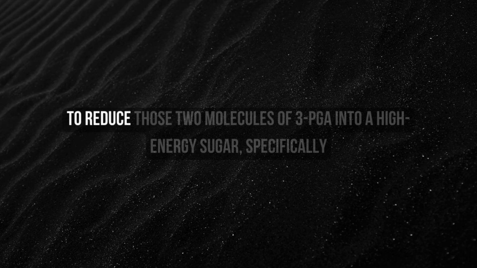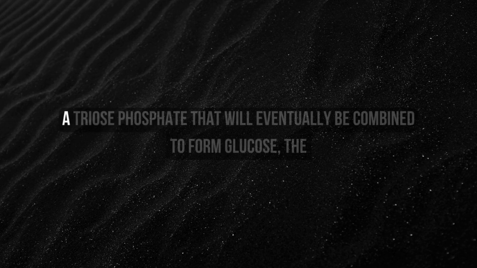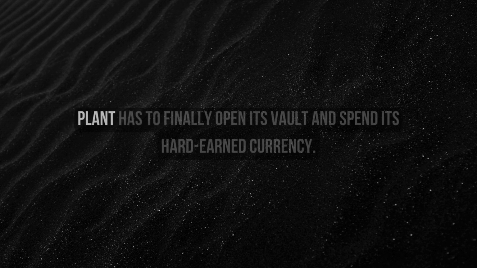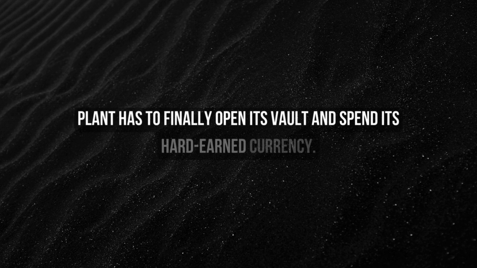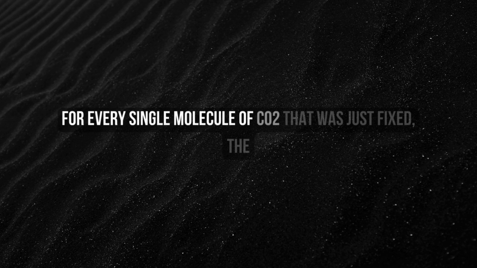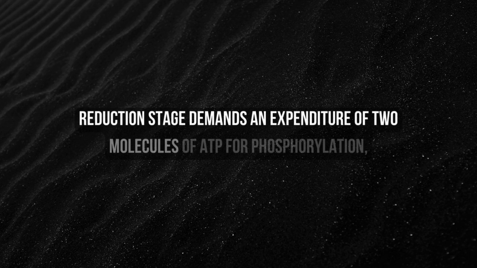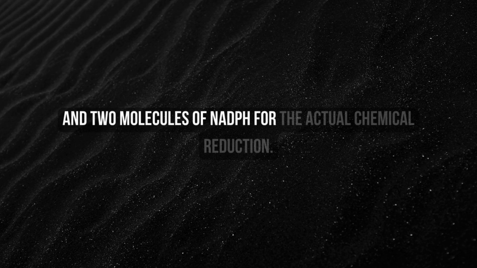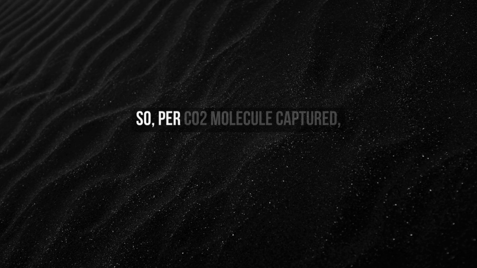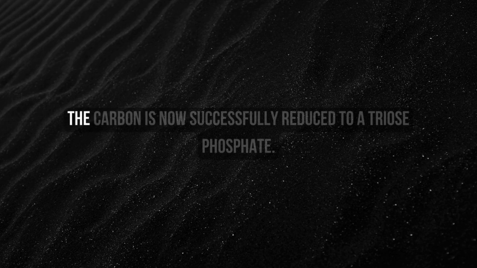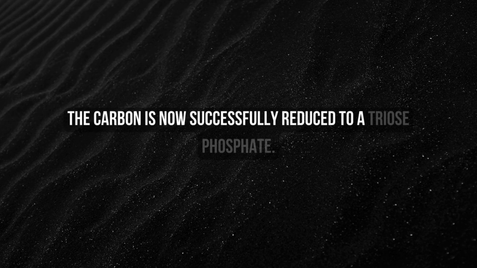Yes. To reduce those 2 molecules of 3-PGA into a high-energy sugar, specifically a triose phosphate that will eventually be combined to form glucose, the plant has to finally open its vault and spend its hard-earned currency. For every single molecule of CO2 that was just fixed, the reduction stage demands an expenditure of 2 molecules of ATP for phosphorylation and 2 molecules of NADPH for the actual chemical reduction. So, per CO2 molecule captured, our cost is 2 ATP and 2 NADPH. The carbon is now successfully reduced to a triose phosphate.